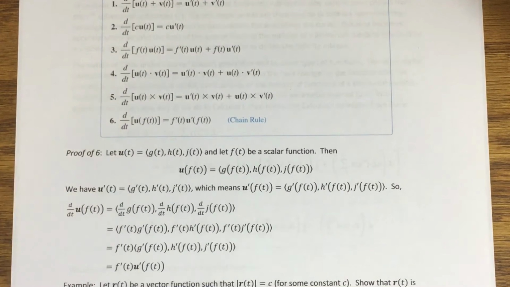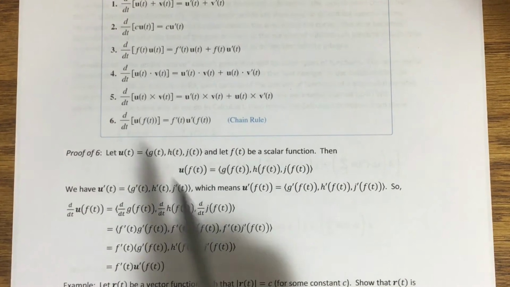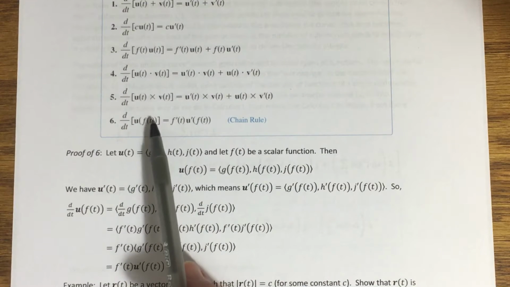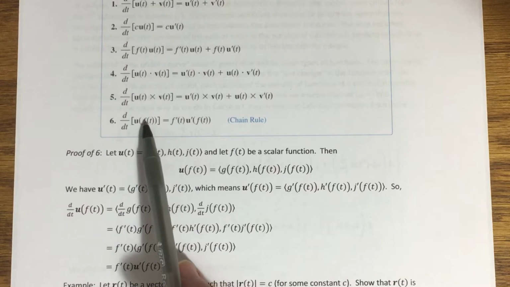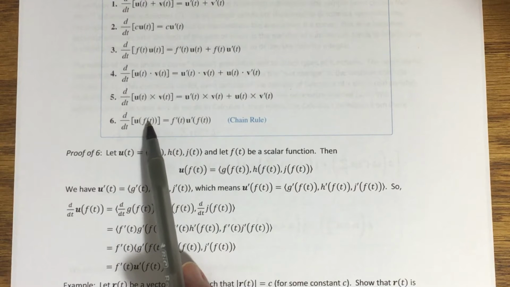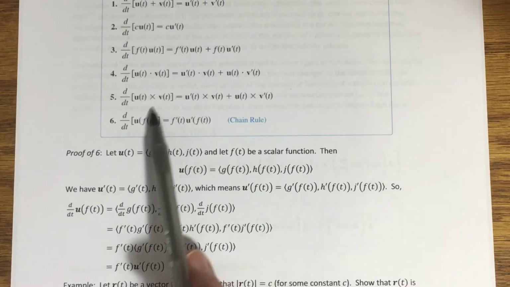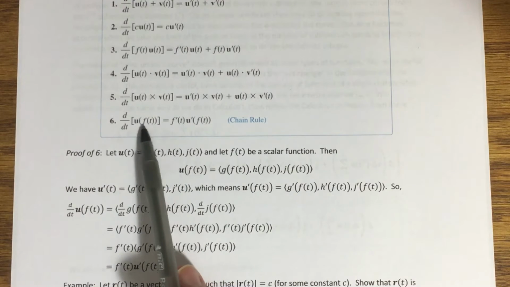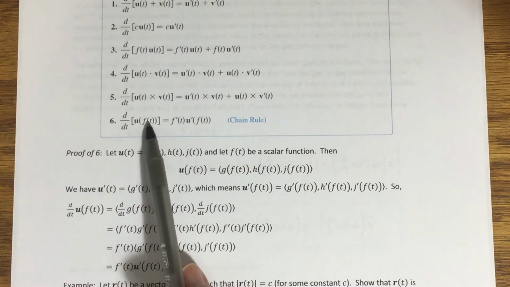Well, think about what kind of inputs and what kind of outputs these functions take and produce. f of t takes a scalar as an input and then produces a scalar as an output. u feeds on scalars. So if the output of f of t is a scalar, then that's something that could then be plugged into u, meaning this has meaning, it's defined.